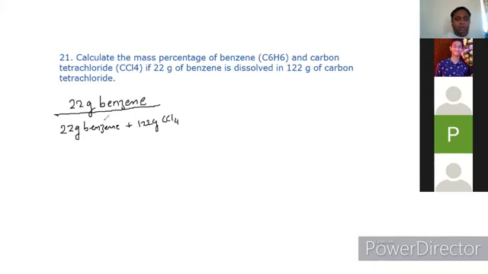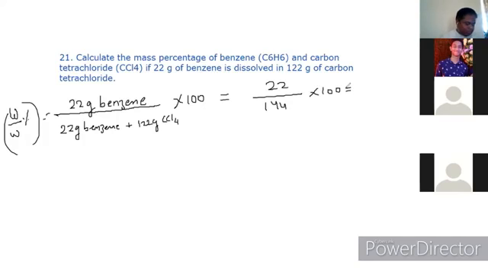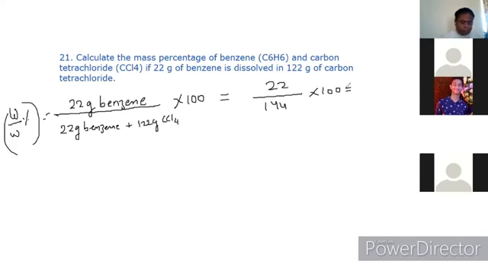this is the fraction. So if you want to find out weight by weight percentage, it will be sample weight divided by total weight multiplied by 100. This will become 22 divided by 144 into 100. Will be equal to how much? 15.27. Very fast. On calculator. Using a calculator. 15.27%.